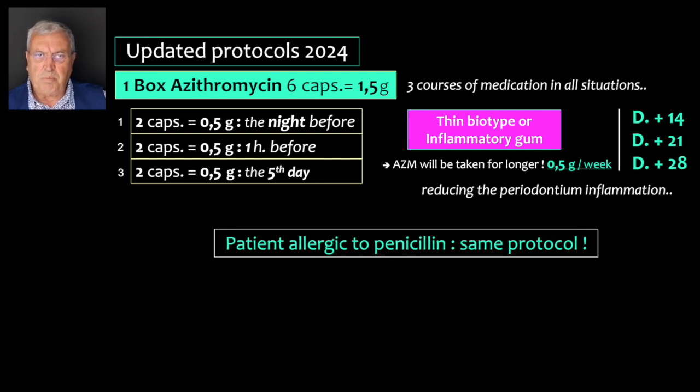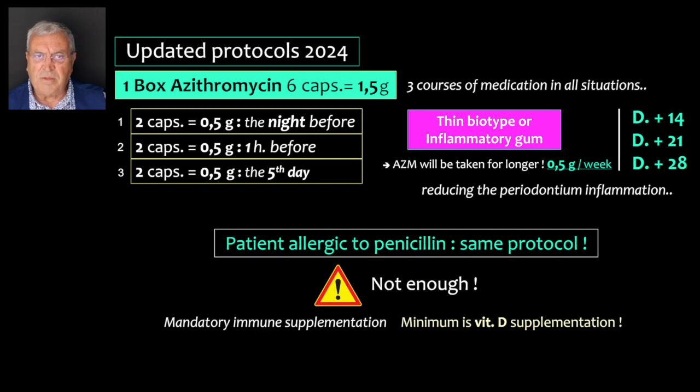We know that for patients allergic to penicillin, we need to change. We will use azithromycin with the same protocol, 2, 2, and 2. But it's not enough. We need to be careful because these patients are in oxidative stress, and we must add an immune supplementation. I would say the minimum is vitamin D supplementation.